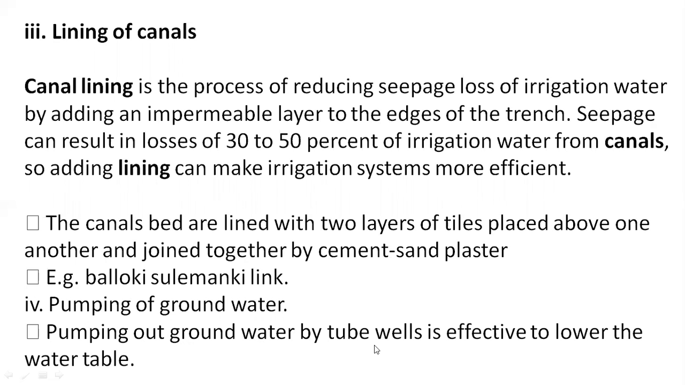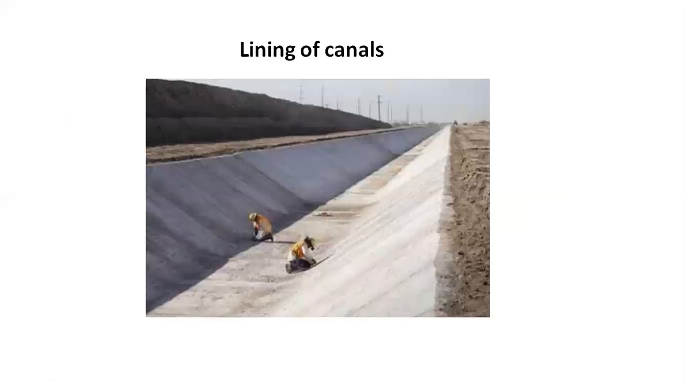Pumping out groundwater by tube wells is effective to lower the water table. This is again an example by which you can reduce the amount of water on the land and will be responsible to reduce the water logging conditions.